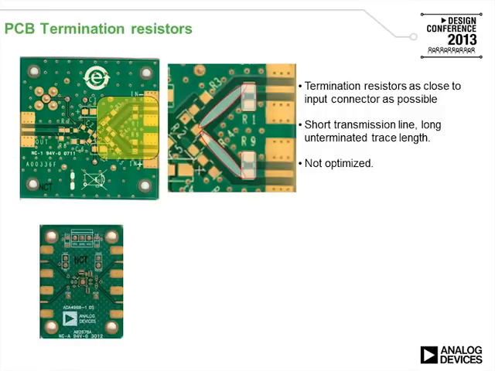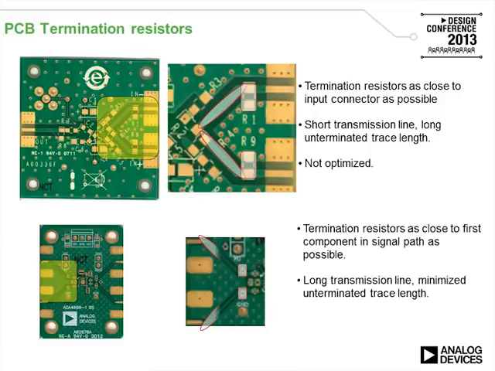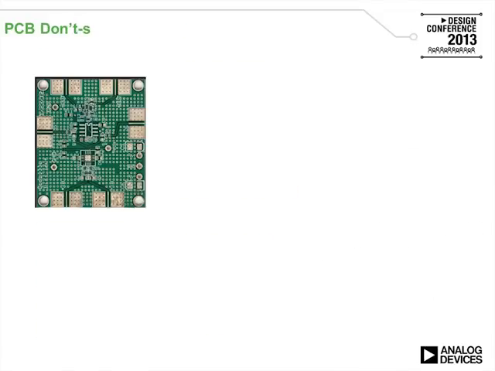A better way to do it, here is another board. And in here again, we are magnifying the input termination resistors as close to first component and signal path as possible. The long termination line or transmission line from the input connector to the termination resistor is terminated properly. This is an optimized situation.